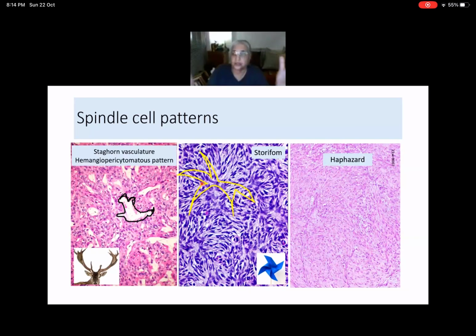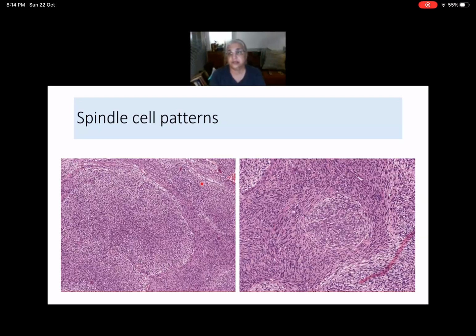And this has no pattern at all. It's haphazard. Completely haphazard. You can't find fascicles. It's not staghorn. It's not hemangiopericytomatous. It has no real pattern. And this is very typical of stellate cells that you see in myofibroblasts. The pattern is usually haphazard. Okay, now what is this pattern?